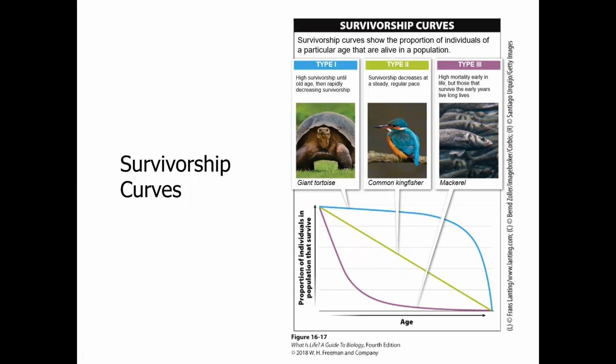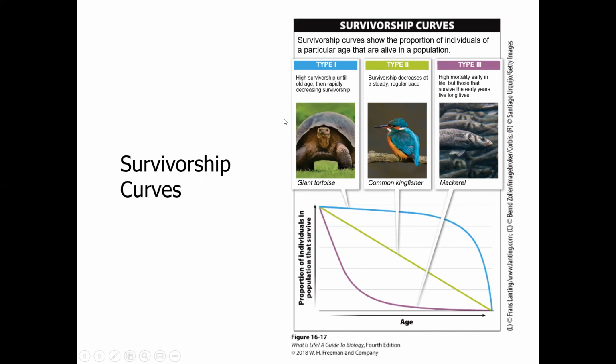And there are 3 general trends that we see with survivorship curves. We name them type 1, type 2, and type 3. So for type 1, that is this line in blue that starts out really high and then has a drastic drop later on in the age bracket.